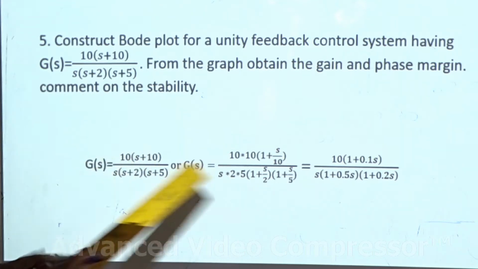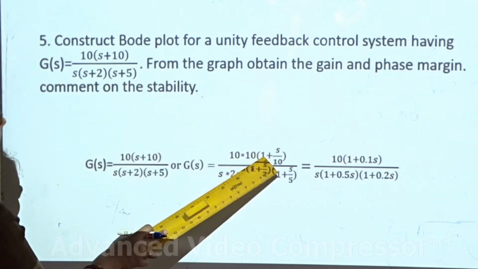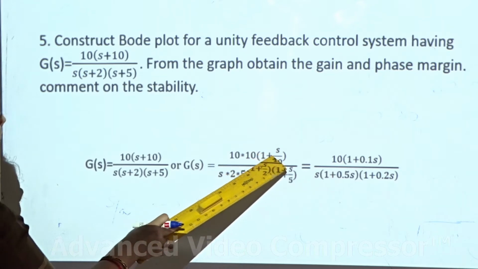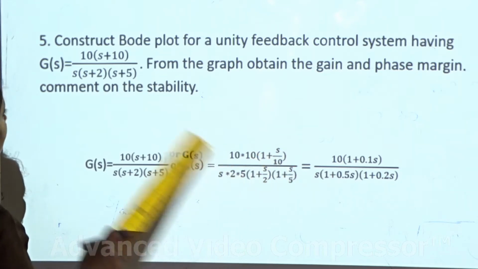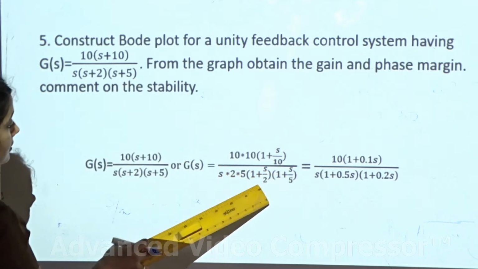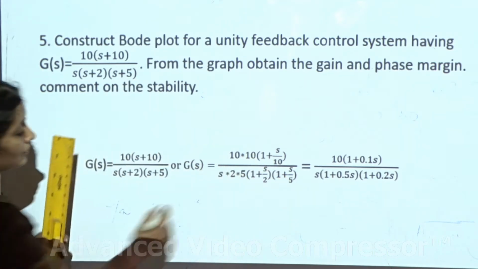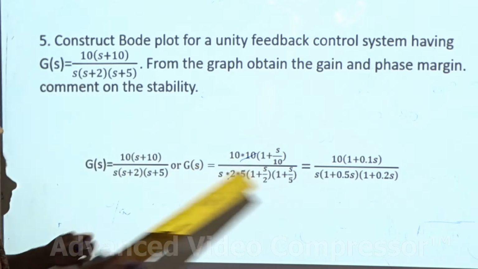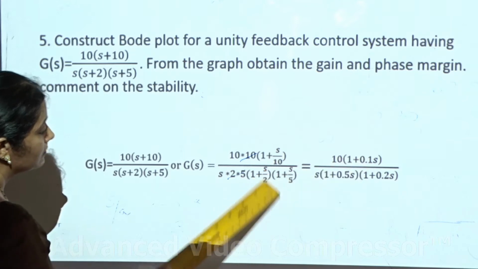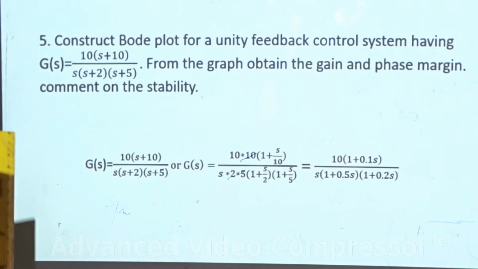Now bringing it, this S plus 10 is nothing but, bring 10 outside, it becomes 10 times 1 plus S by 10. Here also take out 2 outside and 5 outside. So then you get this form. This 10 and this 10, you can cancel. Finally you get 10 into 1 by 10, which is nothing but 0.1. Similarly, the other equations.